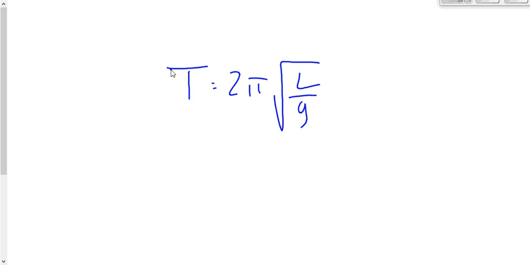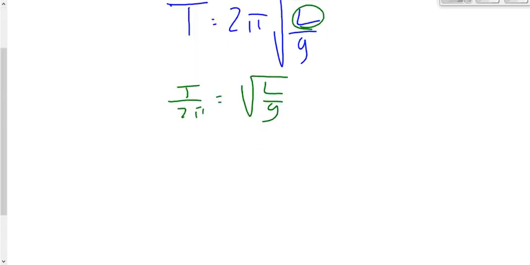We want to find L. So how do we do that? What are we going to get rid of first? 2 pi, right? And it's multiplied by the square root L over G, so how do we get rid of it? If it's multiplied, we divide, right? So we're going to say T over 2 pi equals the square root L over G. Now what do we get rid of? The square root. And how do we get rid of that? Square it. So it becomes T over 2 pi squared equals L over G.